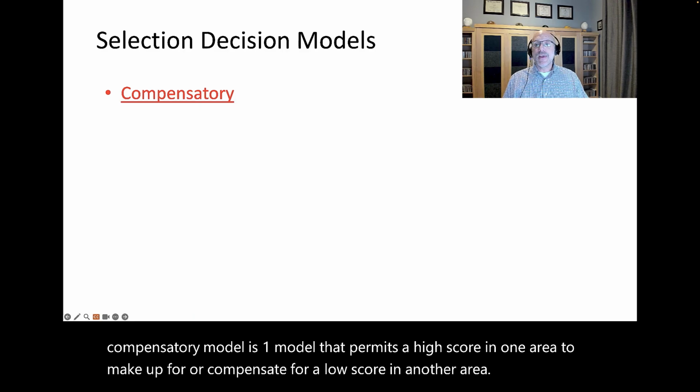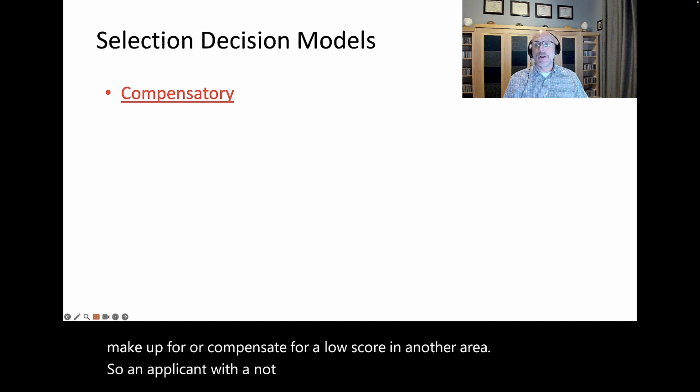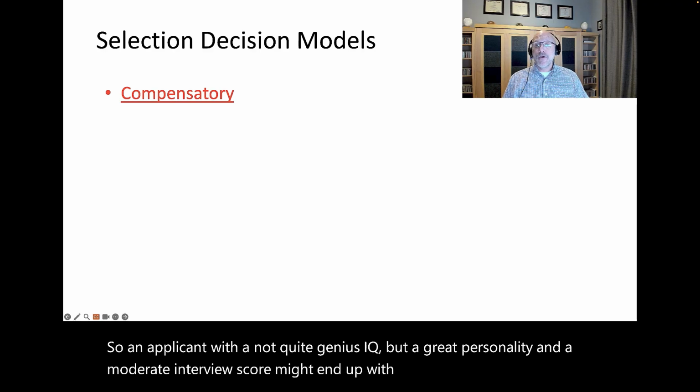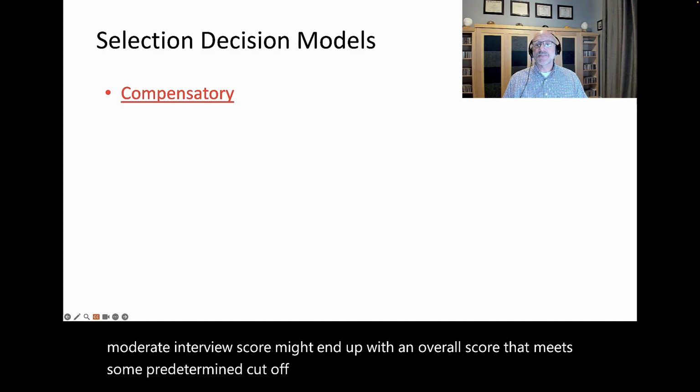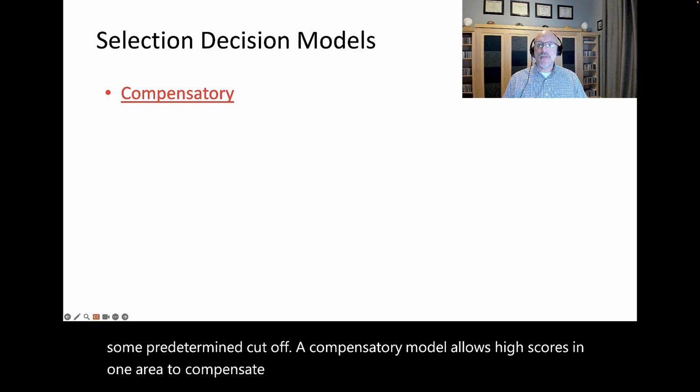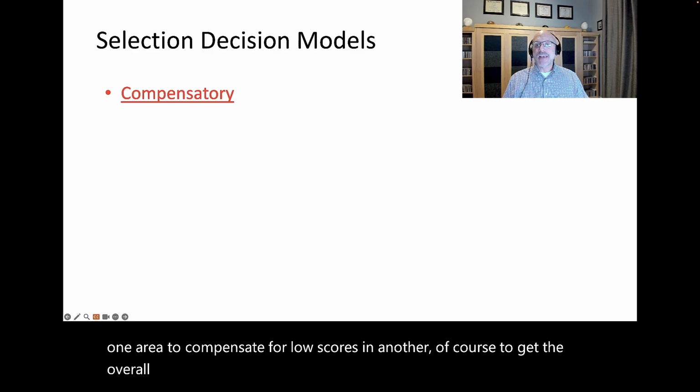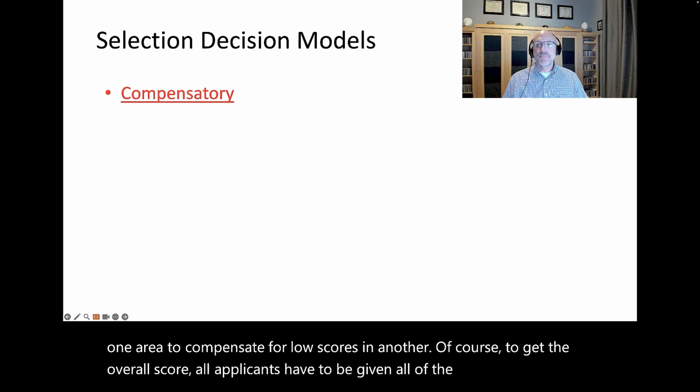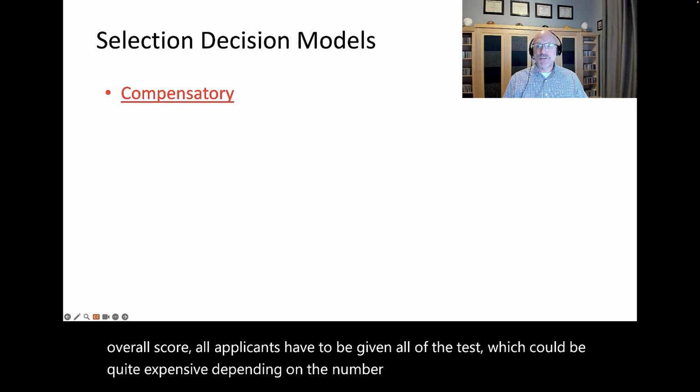So an applicant with a not quite genius IQ, but a great personality and a moderate interview score might end up with an overall score that meets some predetermined cutoff. A compensatory model allows high scores in one area to compensate for low scores in another. Of course, to get the overall score, all applicants have to be given all of the tests, which can be quite expensive depending on the number of open positions and the number of applicants.